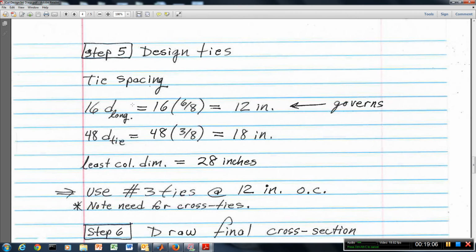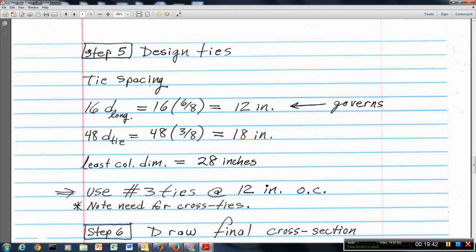Now remember that we had used number 6 bars for the longitudinal bars, and for the ties we said we were going to use number 3s. So 16 times the diameter of the longitudinal bars is 12 inches. 48 times the diameter of the ties, which is 3/8 of an inch, is equal to 18 inches. And the third requirement, the least column dimension, is 28 inches.